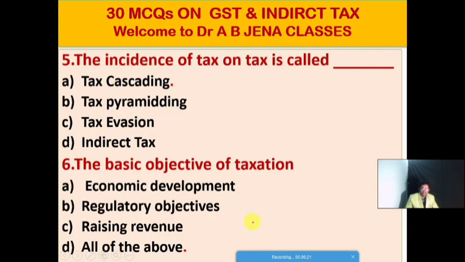Next MCQ. It's very vital, and you may get this question frequently in your examination. The incident of tax on tax is called: option A, tax cascading; option B, tax pyramiding; C, tax evasion; last option, indirect tax. The right option is tax cascading. The incident of tax on tax is called tax cascading.